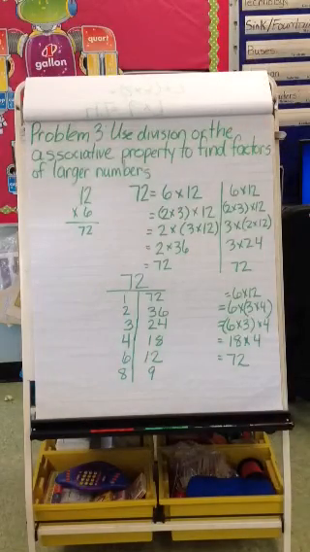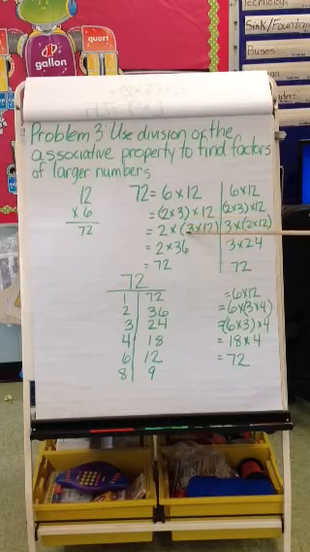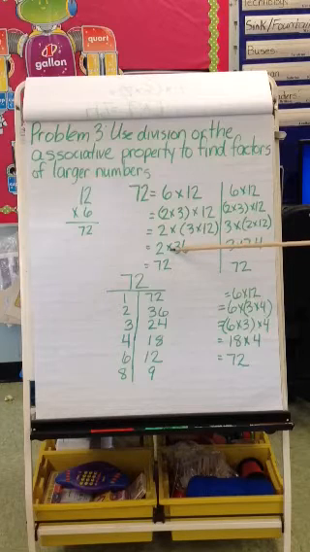Now, you can use division or the associative property to find factors of larger numbers. I went through and used the associative property because I want you to see how using this is more efficient than just choosing a number and dividing it to see if it's a factor. So I stuck with 12 times 6 is 72. So I wrote it here. I decided to rewrite the 6 as 2 times 3. I moved my parentheses over, so now I have 3 times 12 grouped together. Well, 3 times 12, I can do in my head, that's 36. 2 times 36 is 72.